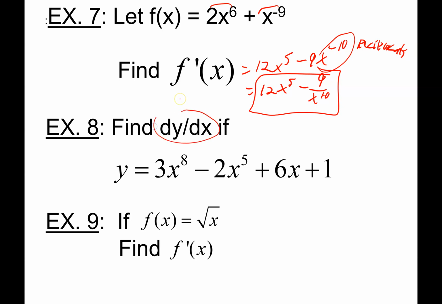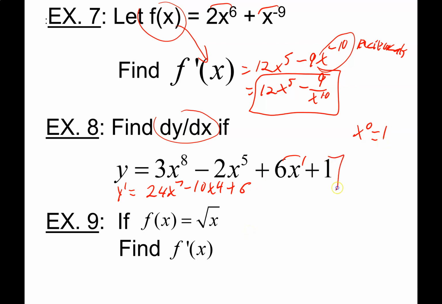Find dy dx, it means to derive. If my function is called y, I'm finding y prime. If my function is called f, I'm finding f prime. So that's 24x to the 7th, 10x to the 4th, plus, imagine that as a power of 1. 1 times 6 is 6. Then you keep your x and drop a power. That makes x to the 0. Hope you remember from algebra that numbers to the power 0 equal 1. So 6 times 1 is 6. Plus a constant, and we know what happens when you derive a constant. It's 0.